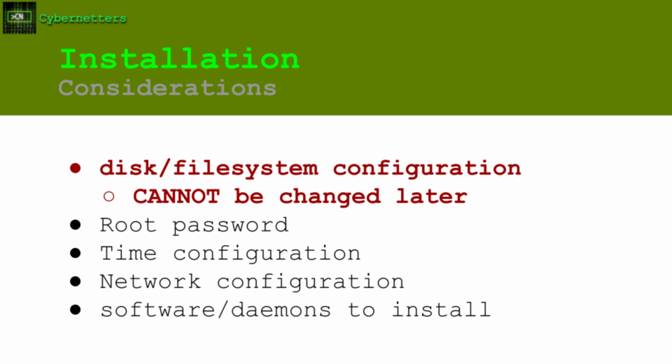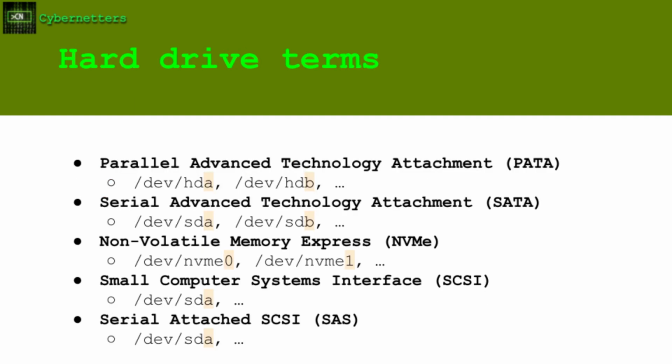When setting up a system, it is important to understand different hard drive interfaces, as they determine performance, compatibility, and naming conventions in Linux. First we have PATA, or parallel ATA, which is the older technology. We also have SATA, or serial ATA, which is the most common interface for HDDs and SSDs today.